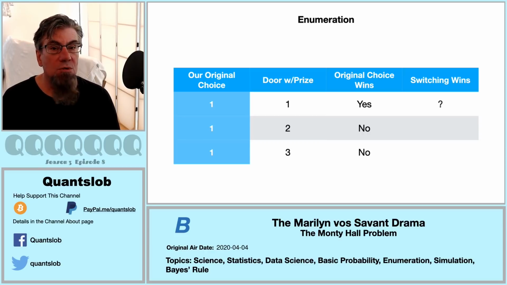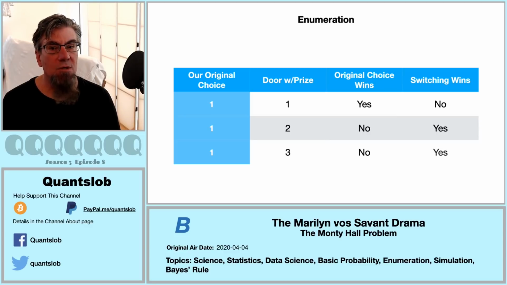Each of the 3 rows in our table here reflects each possible location of the prize. Determining whether or not our original choice wins is very direct here. We can see that in the table. We need to determine the consequence of switching. Well, if our original choice is correct, then switching must lose because neither of the other 2 doors has the grand prize. In the second case here, the second row, the host must reveal door 3.